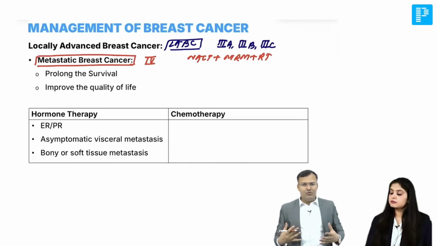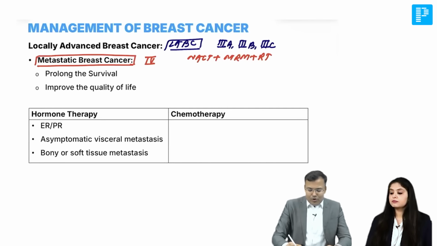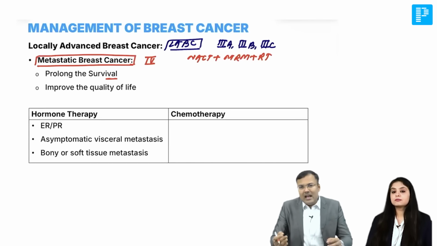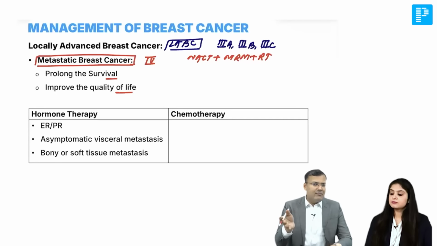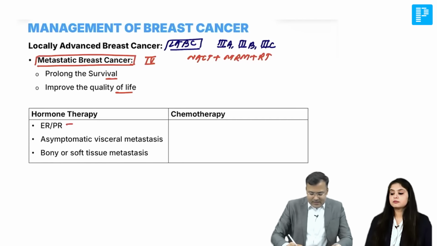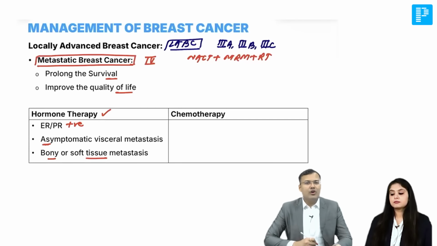Here, we have to follow two principles mainly. Since the patient is already having metastasis, she knows she is having limited life expectancy. So first, prolong the survival and the life which she is having. It means however much time she has left, you have to improve the quality of life. We give both hormone therapy as well as chemotherapy, but it depends on the indication. If ER/PR is positive, there is asymptomatic visceral metastasis, bony or soft tissue metastasis, go for hormone therapy.